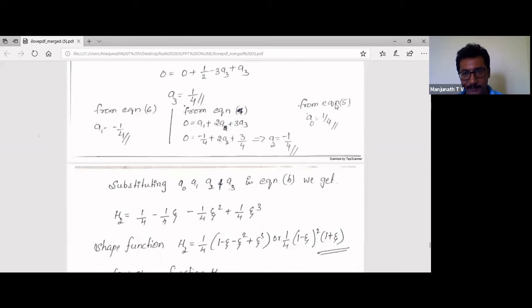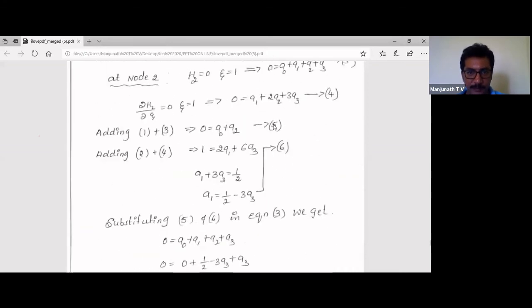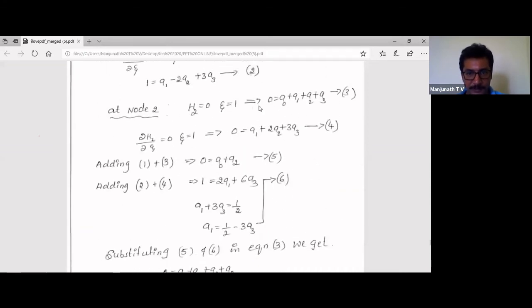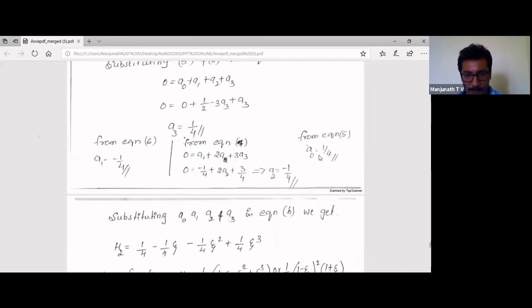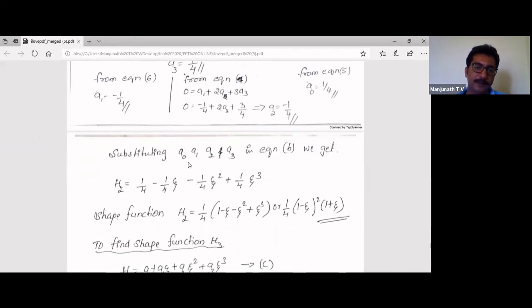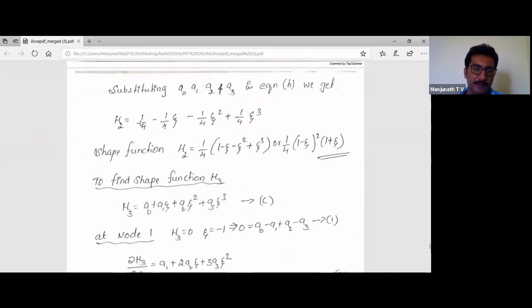Okay, again from equation number 5, what have we got? a0 is equal to a0 plus a2. So if you substitute the a2 value, minus 1 by 4, then the a0 value you are going to get is 1 by 4 plus 1 by 4. Then after getting all these a0, a1, a2, a3 values, you just substitute in the polynomial equation, that is equation number 3. Then you are going to get like this.